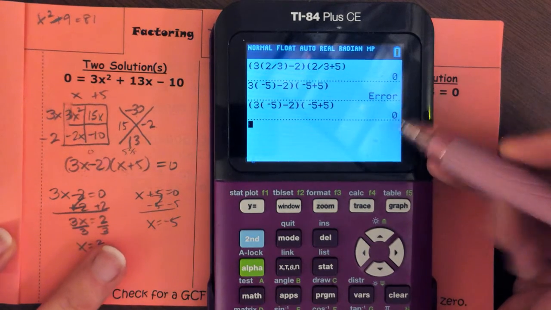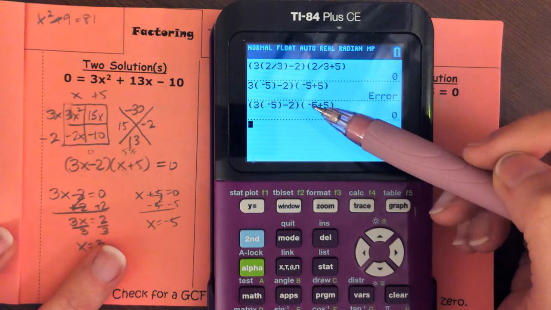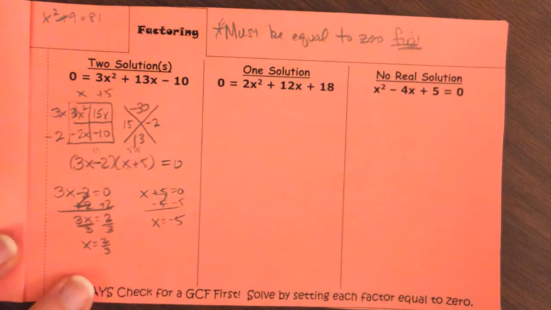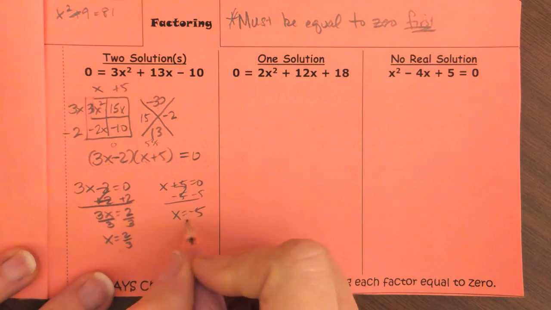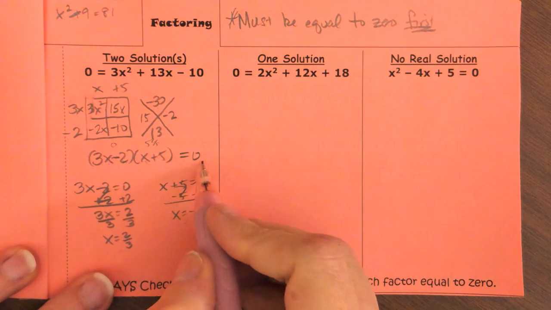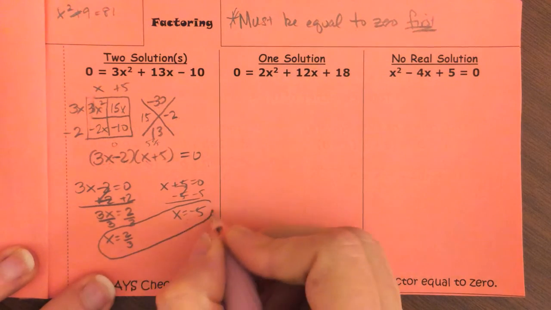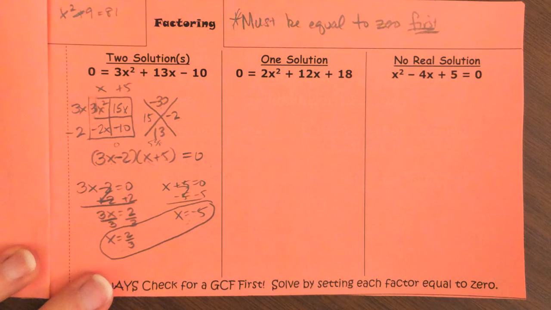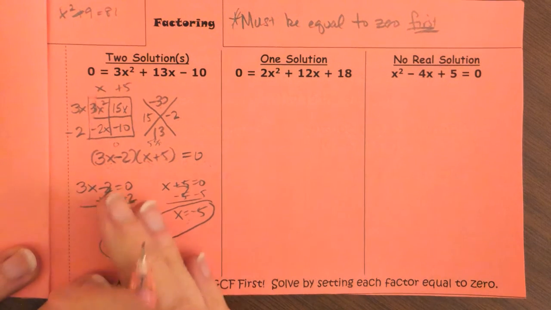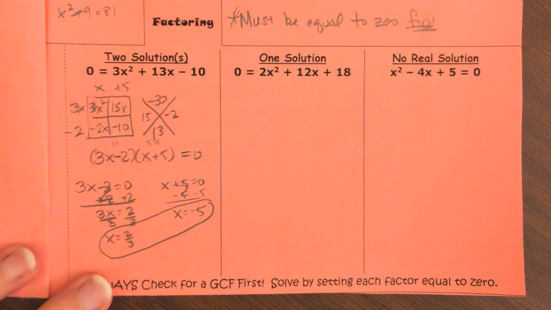So since I get 0 for both of these, that means both of these values make my equation true. So that means my two x values that make y 0 are 2/3 and negative 5. Okay? This works because of the zero product property. We will talk about this a lot tomorrow.